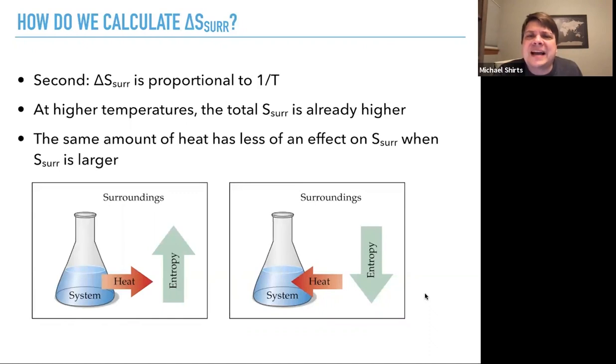So the same amount of heat has less of an effect on the entropy of the surroundings when the entropy of the surroundings is larger. If it's at absolute zero, then a certain amount of heat could create like 10 times the total entropy. Whereas if it's very hot, then you're just changing it by some minor fraction of a percent, and so that difference ends up resulting in a constant of proportionality, that the change in entropy of the surroundings is proportional to 1 over the temperature.